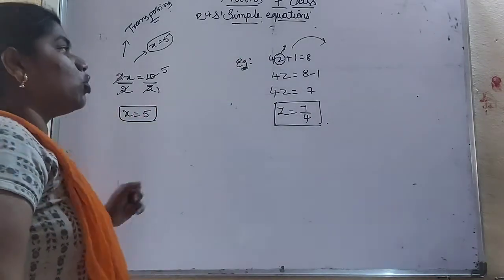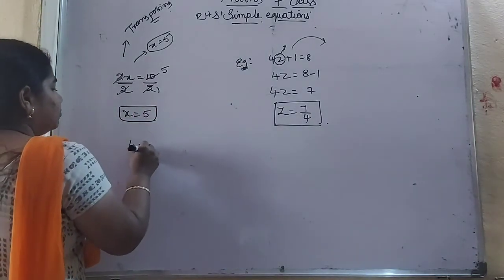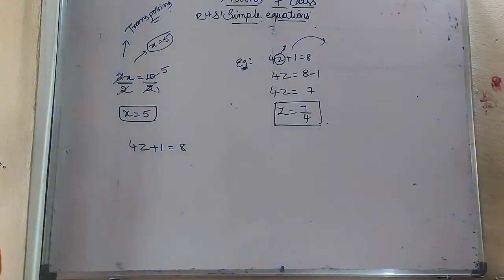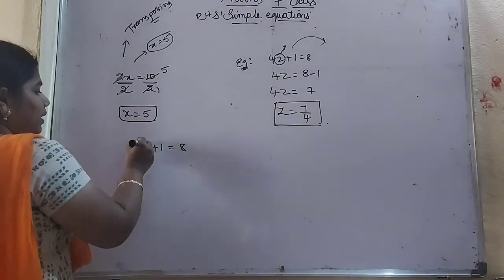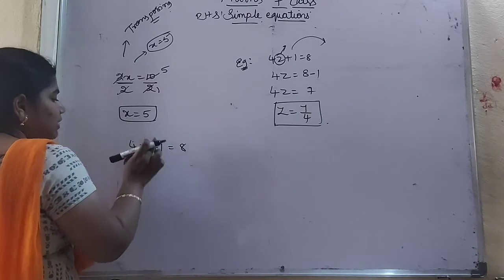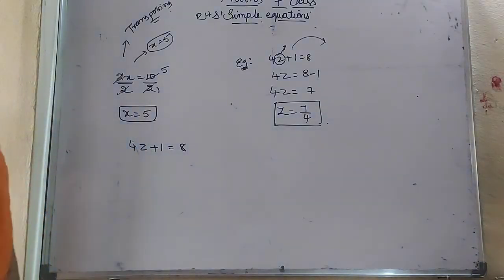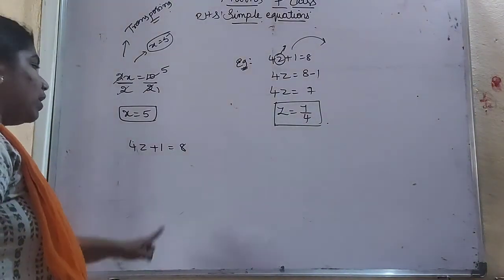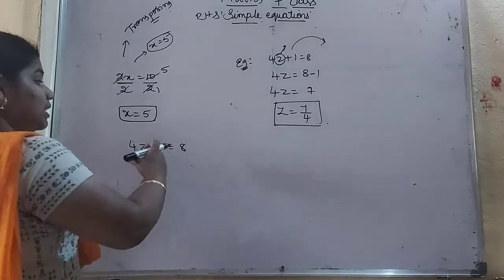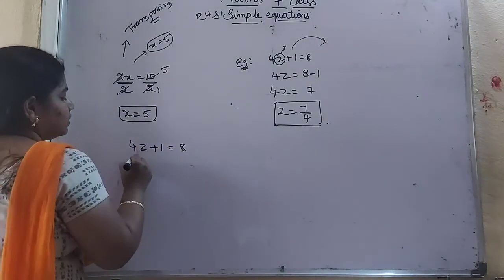Now we will see this problem. That is 4z plus 1 is equals to 8. So first here z has been linked with 4 and 1. So first I want to remove this 1. Okay, what do I have to do? I have to remove this plus 1. So how to remove this plus 1? Plus transpose is what? Minus. So we will subtract 1 on both sides now.